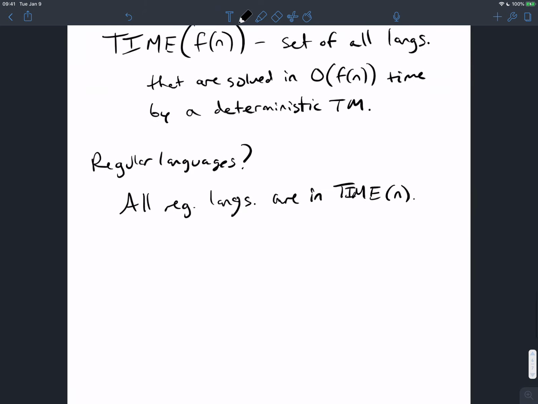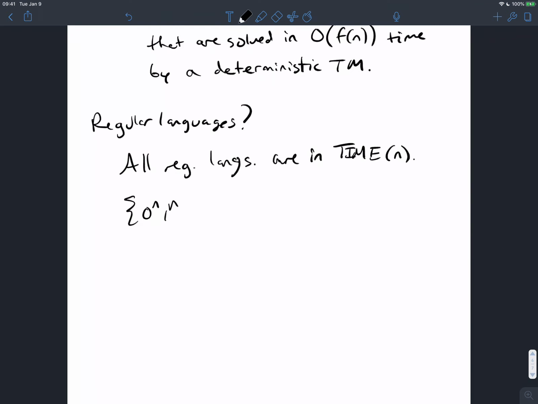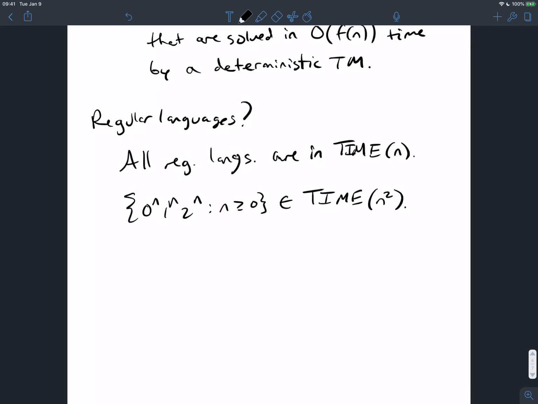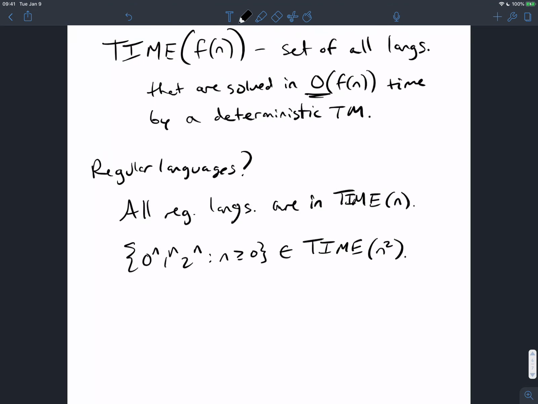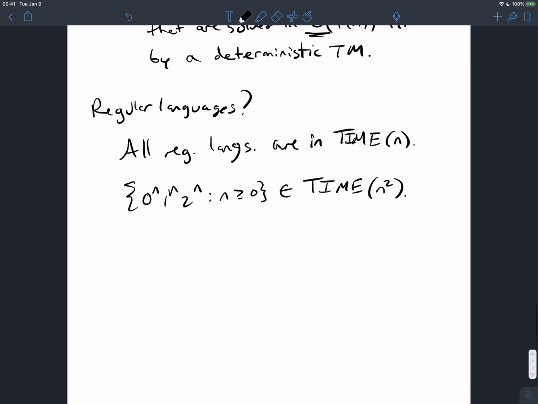Okay. And then we saw that 0 to the n, 1 to the n, 2 to the n, and at least 0 is in time of n squared. There's a little technical issue here, but essentially, if we're given an input of length n, then we can verify in n squared time whether or not it's of the form n zeros, n ones, n twos. The issue is that the n on the left side is not the same as the n on the right side, but it's okay because we have the order here. So we can strip out constants if we need to. So any questions on those two examples?